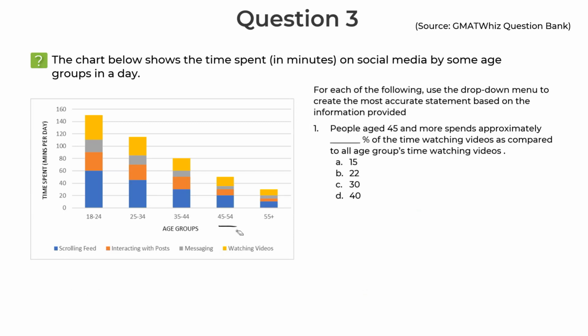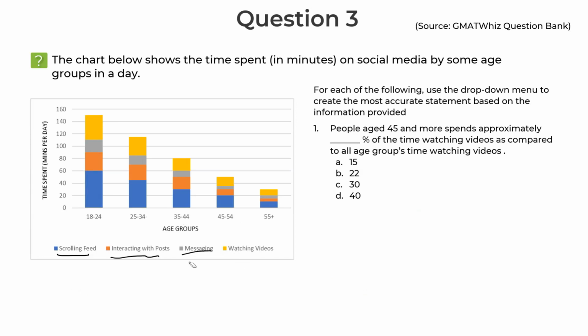For example, if I were to talk about the youngest group, they spend approximately 60 minutes scrolling the feed in a day, then another 20 minutes interacting with posts, then about 10 minutes messaging, and then approximately this many minutes watching videos as well. This is given for all the different age groups, up until 55 plus. So this is how you understand and read the question.